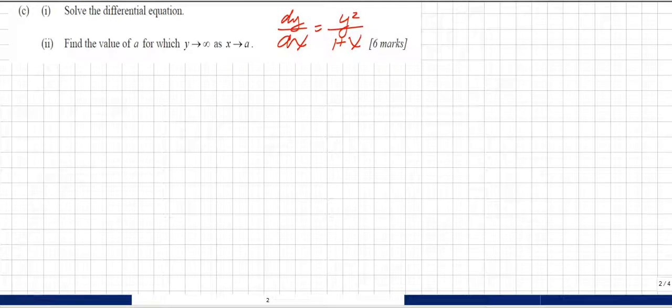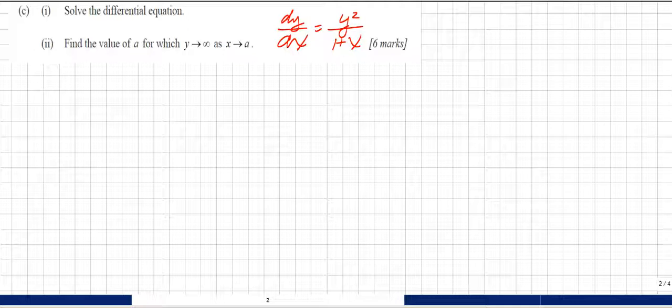All right, here's the solution for problem 2C from the option test of 2012. Part 1, solve the differential equation. You're given the differential equation dy/dx equals y squared over 1 plus x. Now usually when it's in a quotient form and you have y's on top, x's on the bottom, or vice versa, it will be a separable differential equation.